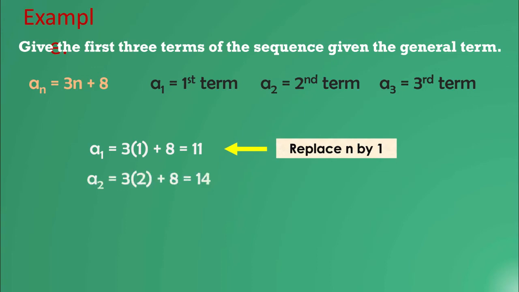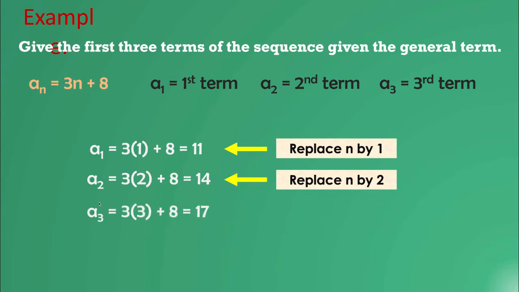Now the second term, which is denoted by a sub 2, will be equal to 3 times 2 plus 8, which is 14. How did we get this? By replacing this n in the general term 3n plus 8 by 2. And the third term, which is denoted by a sub 3, will be equal to 3 times 3 plus 8, which is equal to 17. How did we get this? By replacing this n by 3.